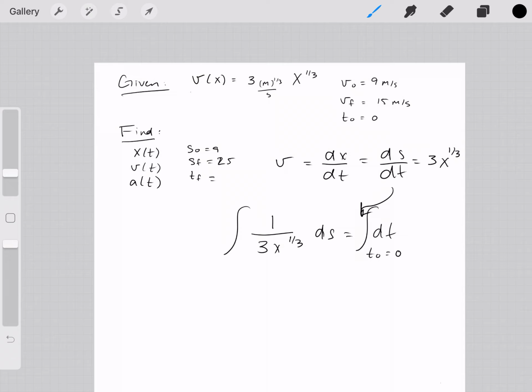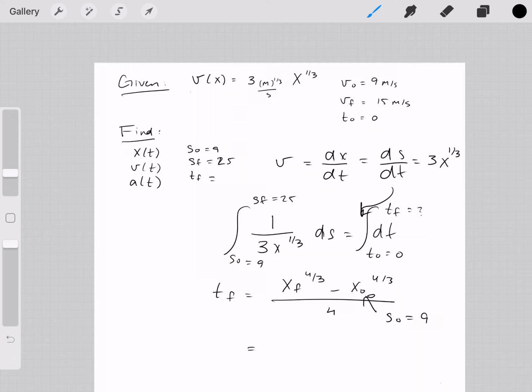This is t naught, which we have as 0 here. And then t final, which we don't know yet. And then we have s naught, which we know equals 9, and s final, which we know equals 25. Once you integrate this and plug in the values, you will have a nice equation. Well, let's do the intermediate step because we'll need that later. X final 4/3 minus x naught 4/3 all over 4. And from earlier, we found that this is equal to 9.